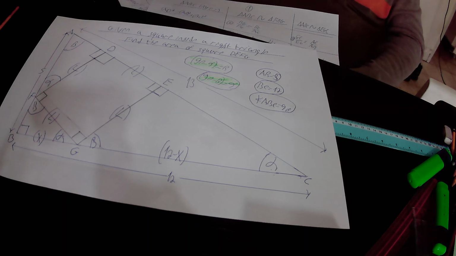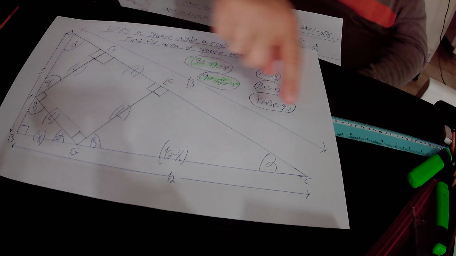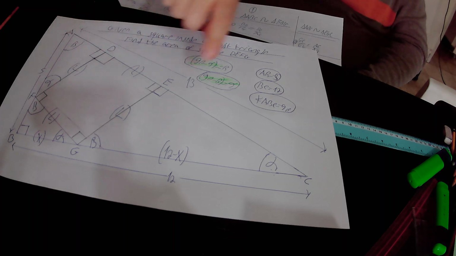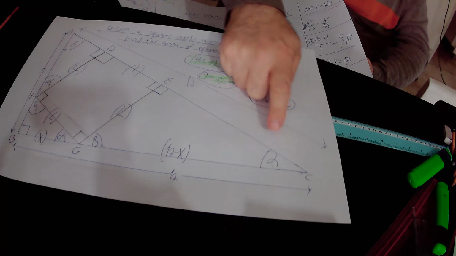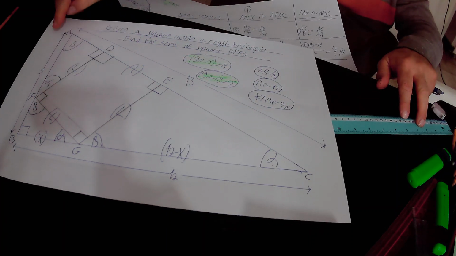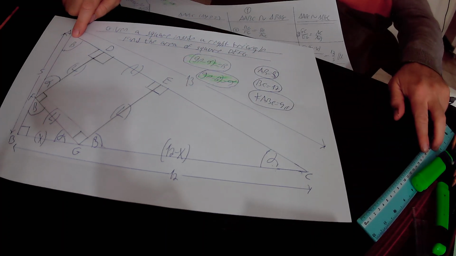Then we focus on this right big triangle, triangle ABC. In the right big triangle, triangle ABC, this angle equals alpha, this angle equals 90 degrees, therefore the missing angle here must be equal to 90 degrees minus alpha. Why?